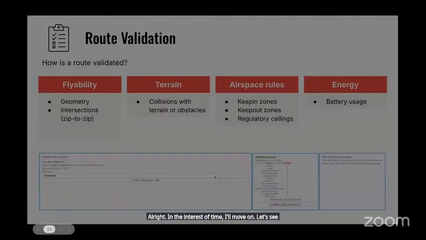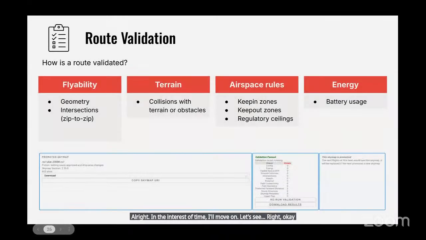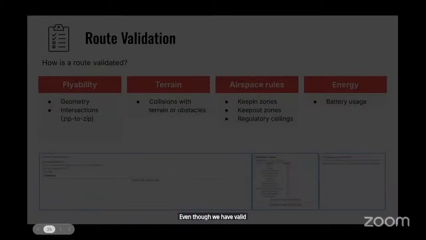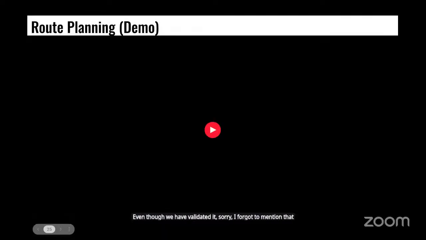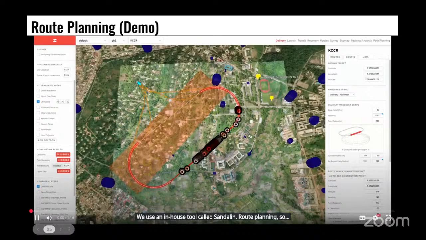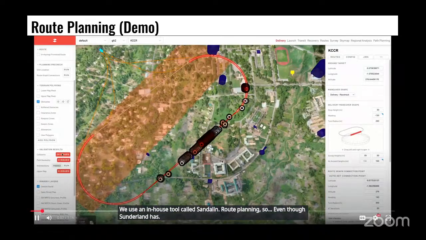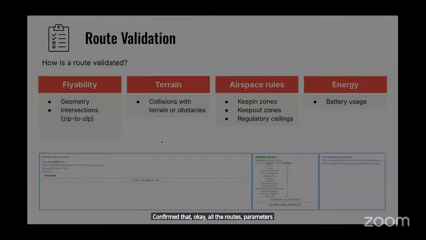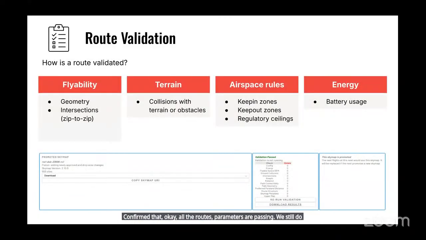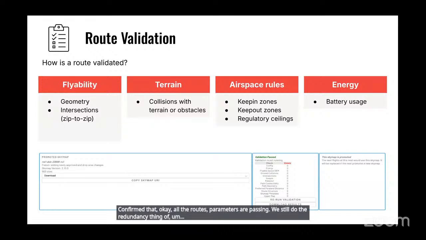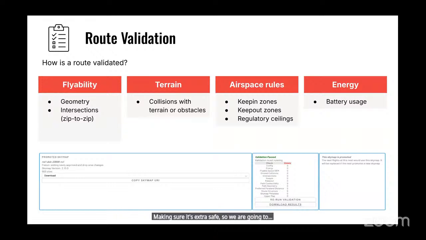So once we have a route, even though we have validated it, sorry, I forgot to mention that we use an in-house tool called Sanderlin for route planning. So even though Sanderlin has confirmed that all the route parameters are passing, we still do the redundancy thing of making sure it's extra safe. So we are going to revalidate even though it has passed, right?